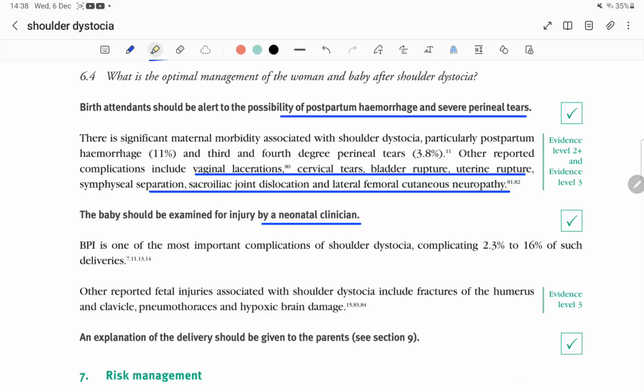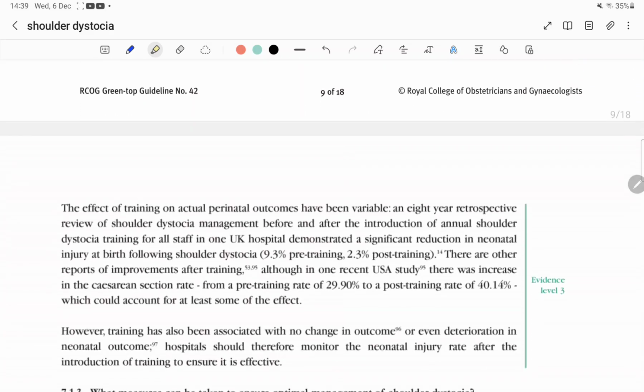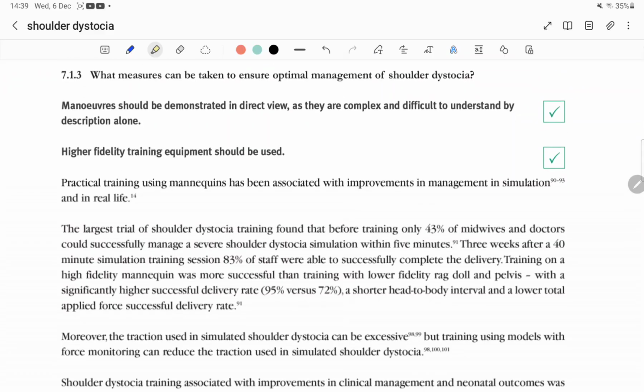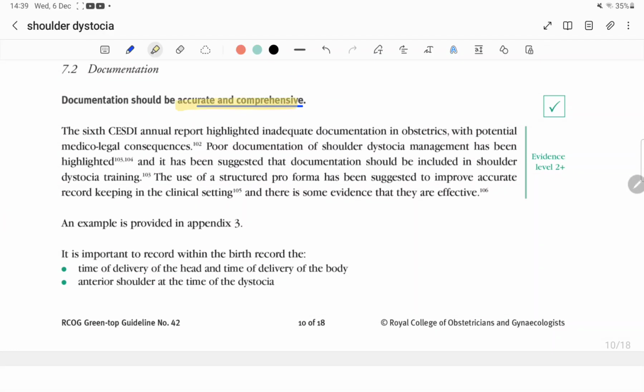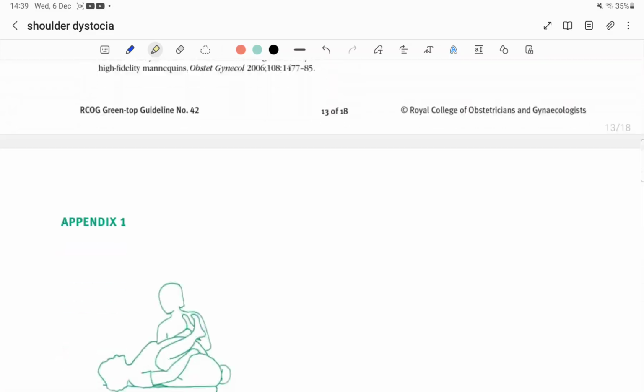We talked about the possibility of PPH 11%, perineal tear 3.8%, but for the clinical candidates you can add that ma'am, she can have vaginal laceration, cervical tears, bladder rupture, uterine rupture, symphysial separation, sacroiliac joint dislocation, and lateral femoral cutaneous neuropathy. The baby should be examined by the clinicians. At least annual training should be given to the people managing the woman in the labor ward, and then complete documentation is very important. Okay, now coming towards this flow chart.